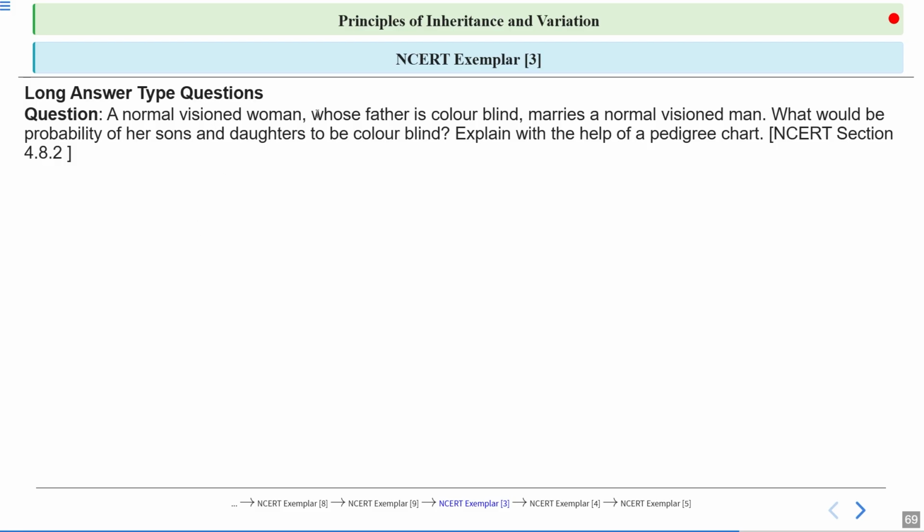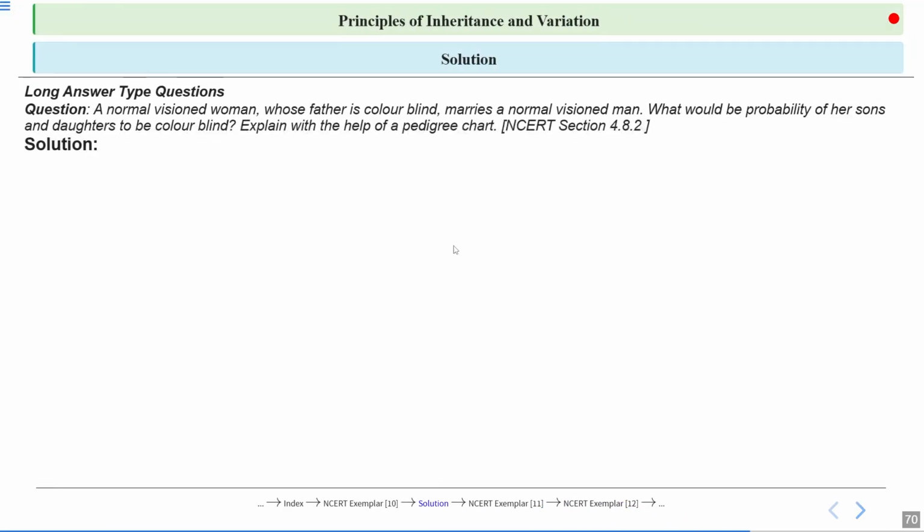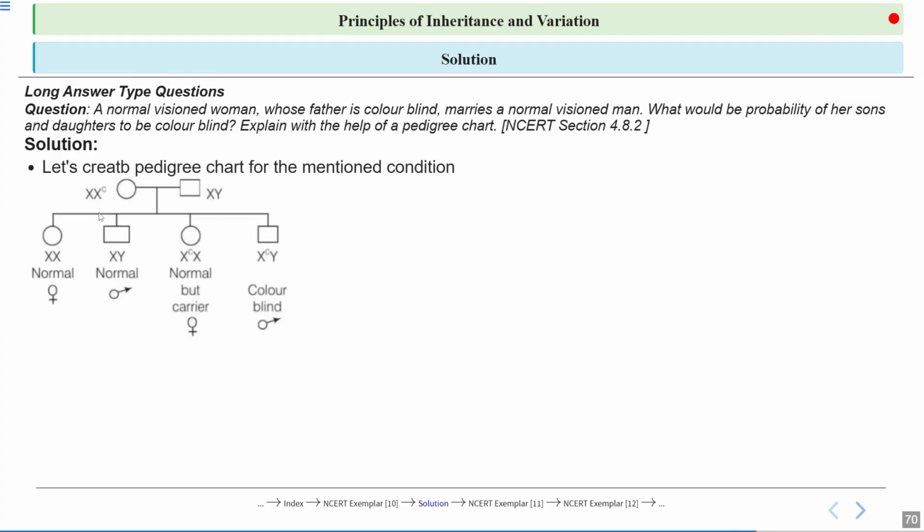Clear? Now, a normal visioned woman whose father is colorblind marries a normal visioned man. What would be the probability of her sons and daughters being colorblind? Explain using a pedigree chart. So you can see this is a pedigree chart that is shown to you. The female will be a carrier here because her father was colorblind.